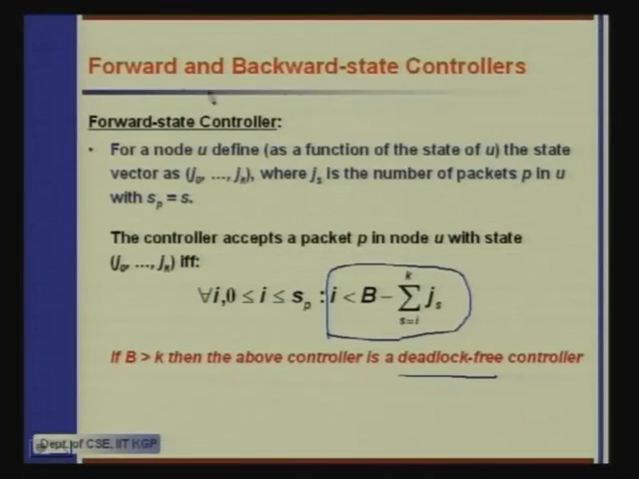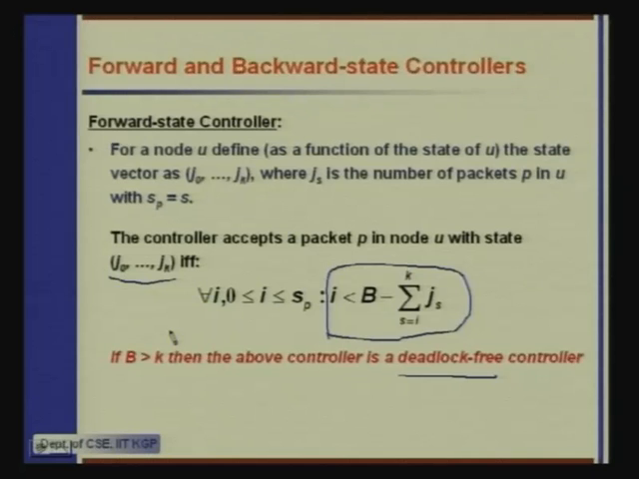Now, the forward state controller is more liberal than the forward count controller, though it uses more information, like it has to maintain this state all the time, but it still is able to act more liberally than the forward count controller.